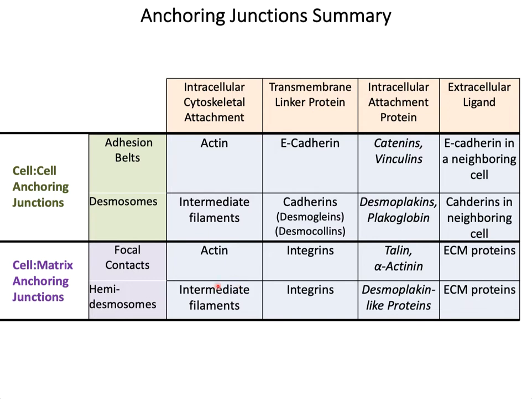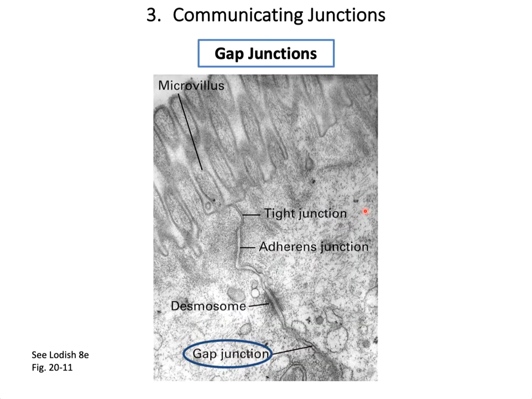Now on this slide, there is a summary of the 4 anchoring junctions that we just talked about: the adhesion belt, the desmosomes, focal contacts, and hemidesmosomes. Across the top are the 4 categories: the name of the cytoskeletal filament that is being used, the transmembrane linker protein that is utilized, the intracellular attachment protein that is utilized, and what the transmembrane linker protein binds to, the extracellular ligand. So you should know all four of these details for all of these anchoring junctions.